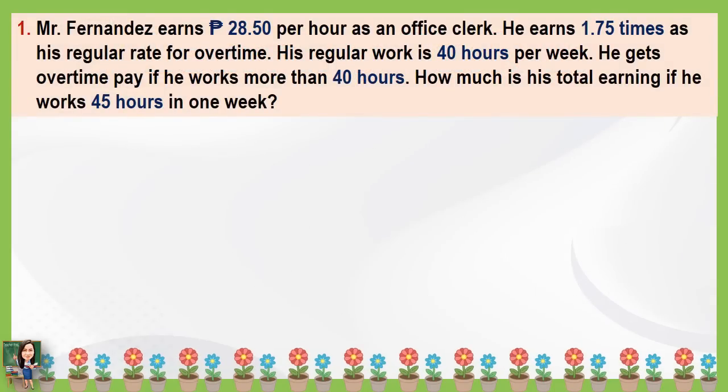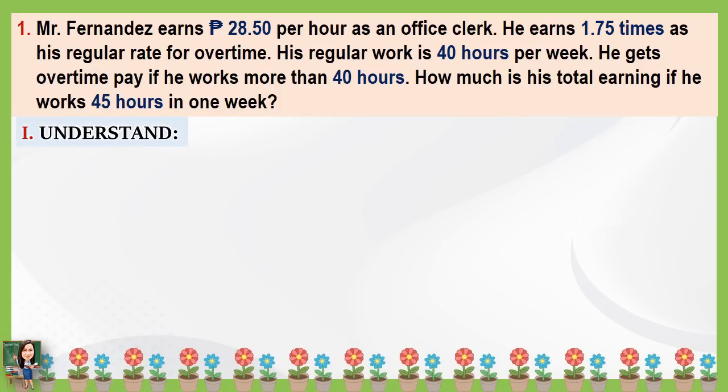Number 1. Mr. Fernandez earns 28 pesos and 50 centavos per hour as an office clerk. He earns 1 7/75 times his regular rate for overtime. His regular work is 40 hours per week. He gets overtime pay if he works more than 40 hours. How much is his total earning if he works 45 hours in 1 week?